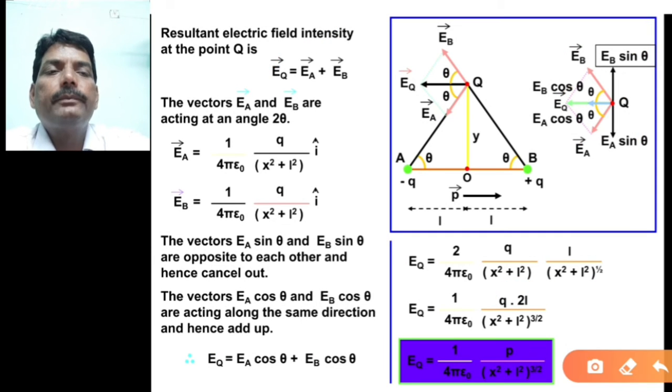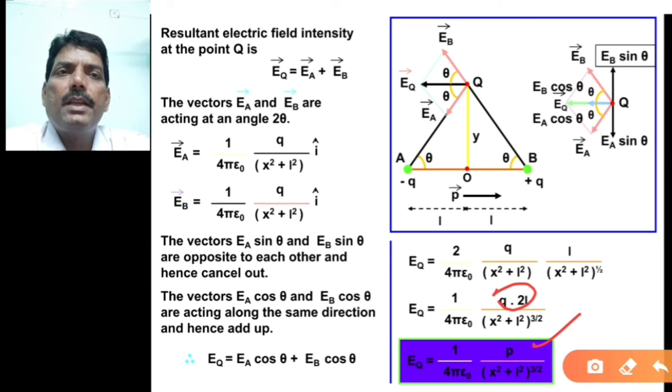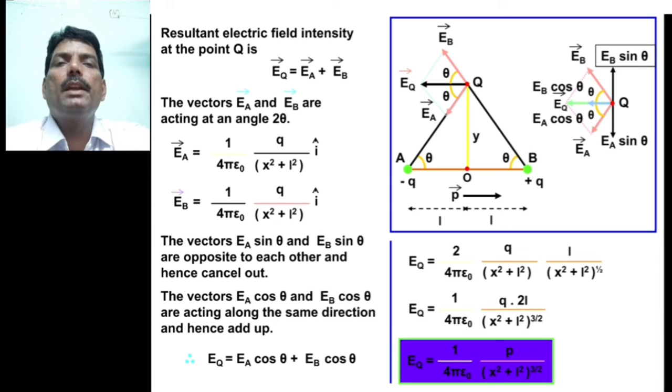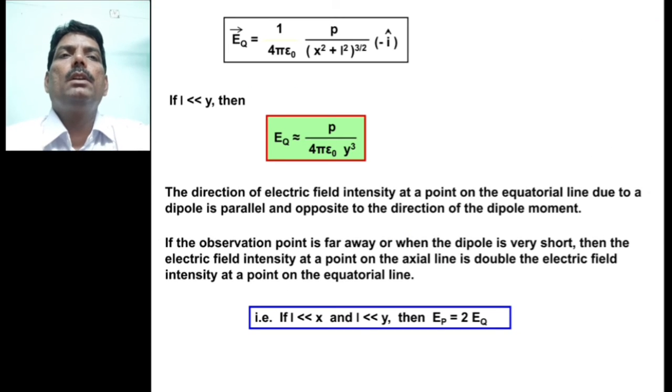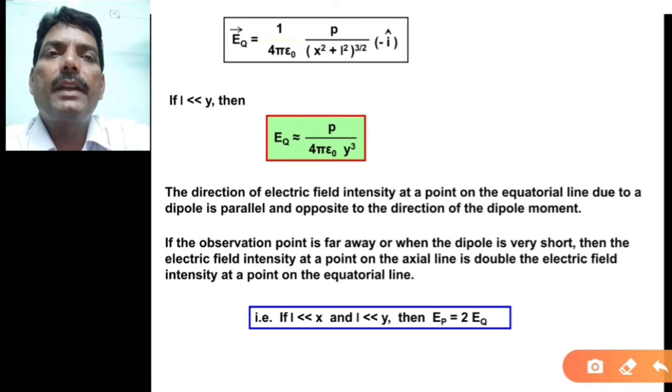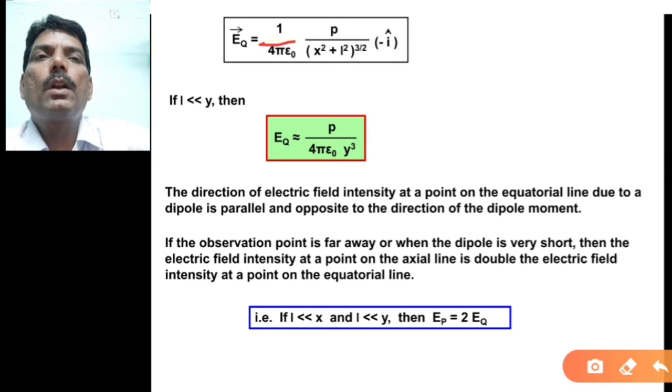So after putting the value of the dipole moment, you will get this final equation. Electric field intensity at point Q is 1 upon 4 pi epsilon naught, P upon x square plus L square raised to 3 by 2. So this is the final expression you will get in case of the equatorial condition. Now you see here the resultant electric field direction. The resultant electric field direction in vector form is 1 upon 4 pi epsilon naught, P upon x square plus L square raised to 3 by 2.